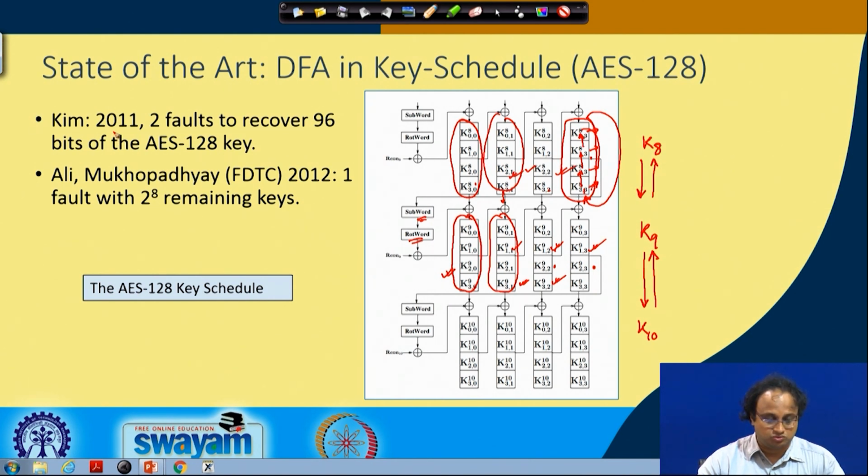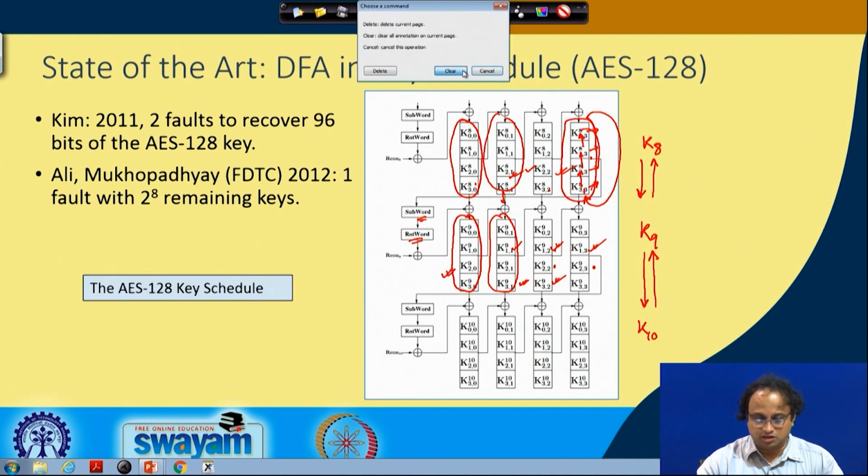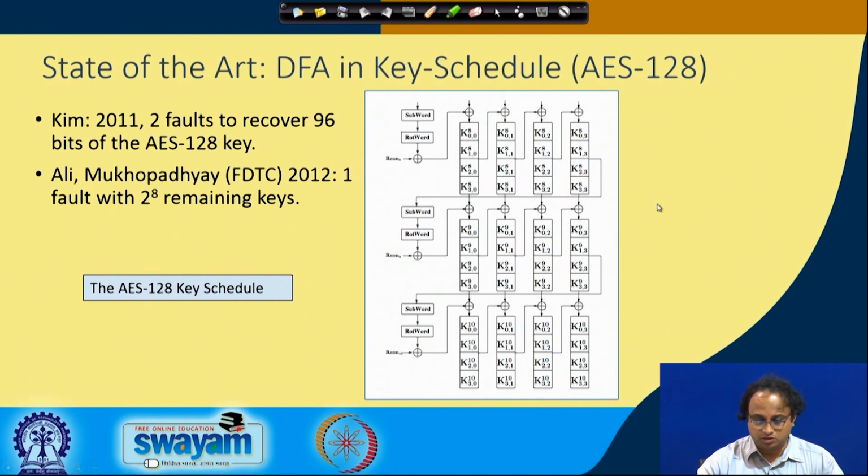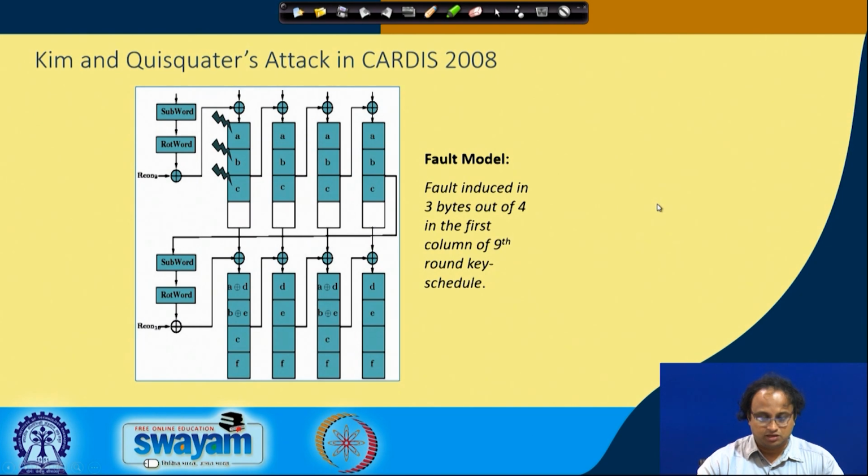In fact, there was a paper published in 2011 which shows how to use 2 faults on the AES key schedule to recover 96 bits of the AES 128 key. For the remaining key positions, it basically had to do a brute force search. This attack was due to Kim and Quisquater, and is shown here. It was reported in CARDIS in 2008 apparently.